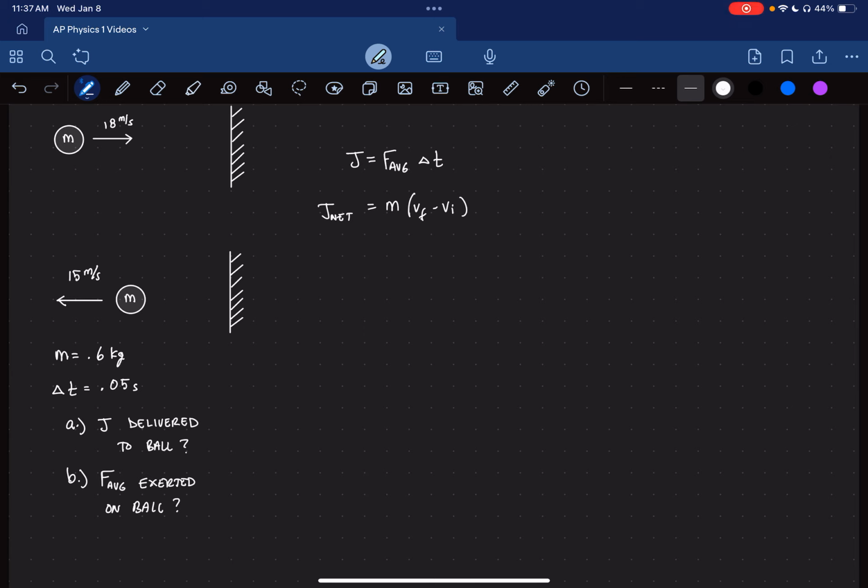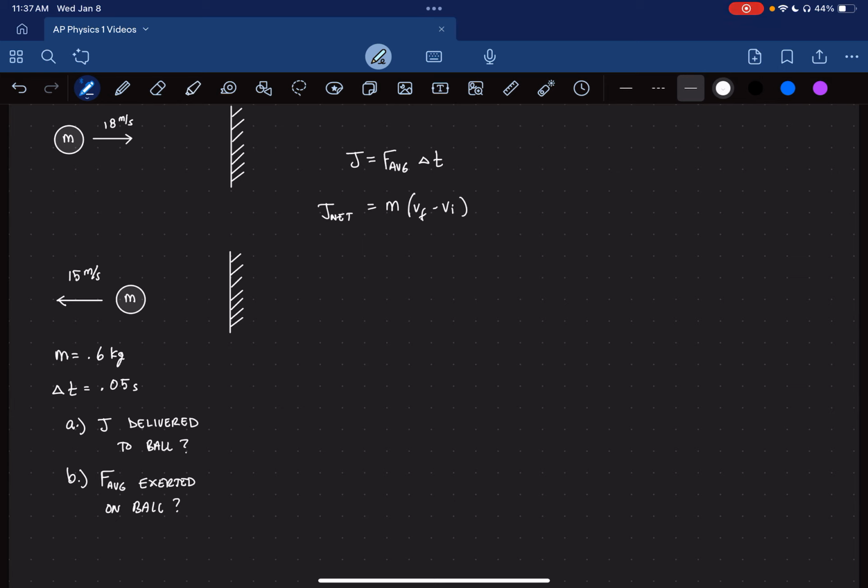Let's jump right into an example. We have a ball that's moving with a velocity of 18 meters per second to the right. It's going to come into contact with the wall and bounce back off, but this time with a velocity of 15 meters per second to the left. The mass of the ball is 0.6 kilograms.